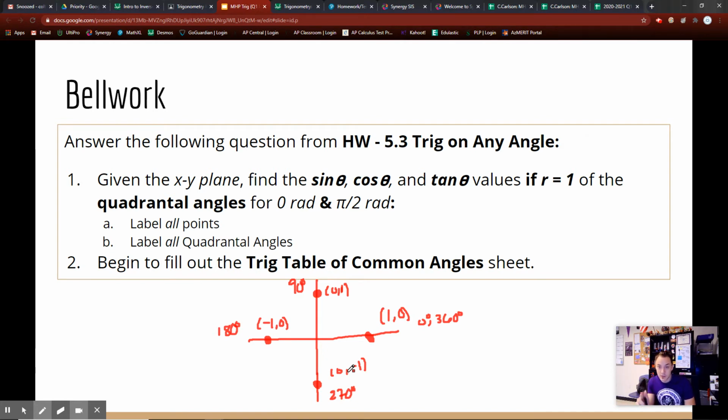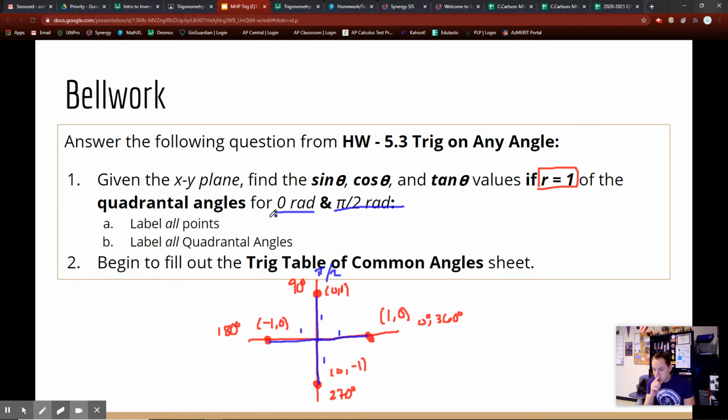Now, here's the question. It is because r equals 1 that we could do that, because right here we can see if r equals 1, this is 1, this is 1, this is 1, this is 1. They're all 1, right? That's why we have 1s in our ordered pair. Now, I only asked for 0 radians and pi over 2 radians, and this is pi over 2, and this is 0 radians. But I wanted to do the whole points. I wanted to label all the points, all the quadrantal angles, and everything.